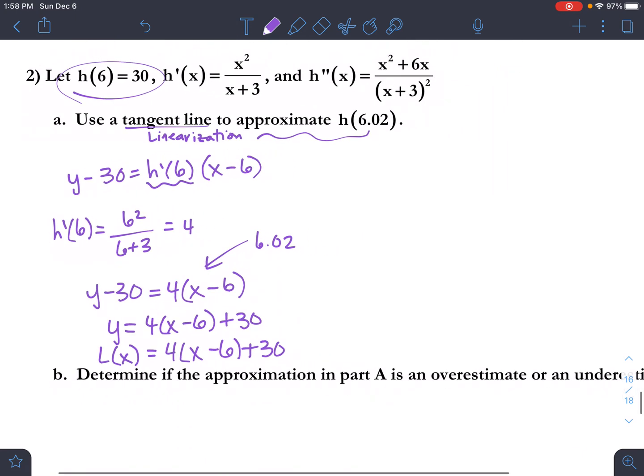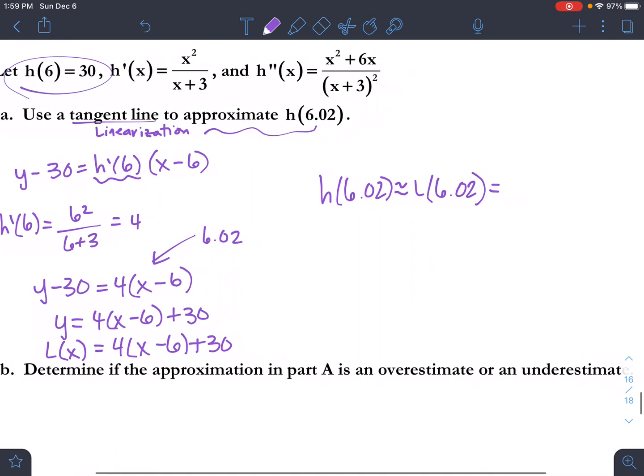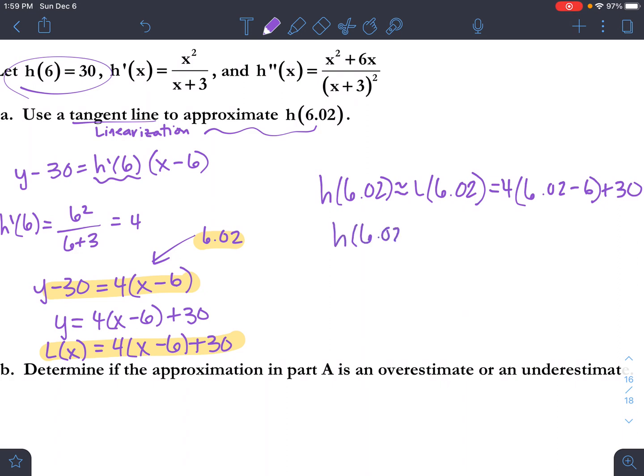Okay, so then h of 6.02 is approximately the same as the linearization at 6.02, which is 4 times 6.02 minus 6 plus 30. Plugging into this right here. Again, you could have plugged in x right there, so if you feel like doing that, feel free. And we get, what do we get here? H of 6.02 is approximately 4 times 0.02 plus 30, so that'd be 30.08. Okay, so that's it for that one.